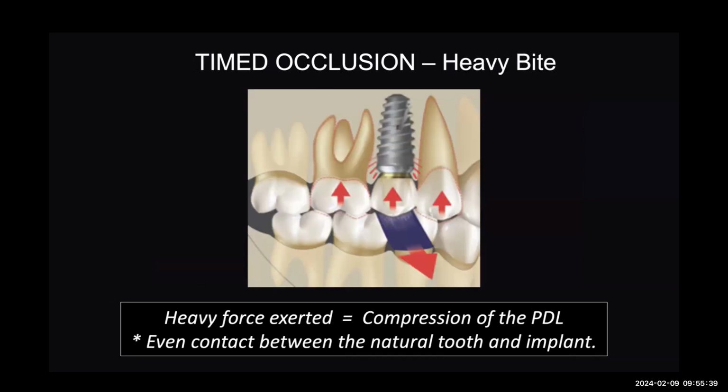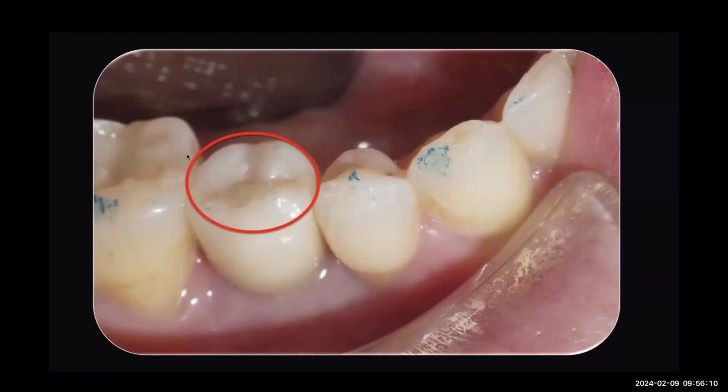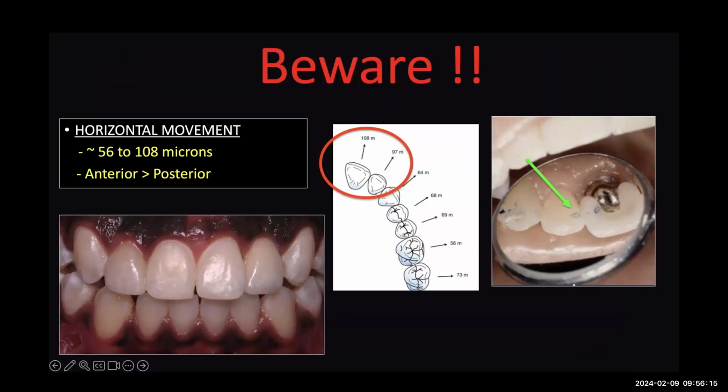When you do put a heavy force, then the contact comes, but it's a very light contact. And we use different types of articulating paper, usually a very thin, like shim stock type of material, to time that occlusion. If we don't do that, then our implant's going to be in infraocclusion, basically in light contact. And what will end up happening is you will end up really putting too much force on it. So we'll show how to time those contacts and how to do that at the next session.